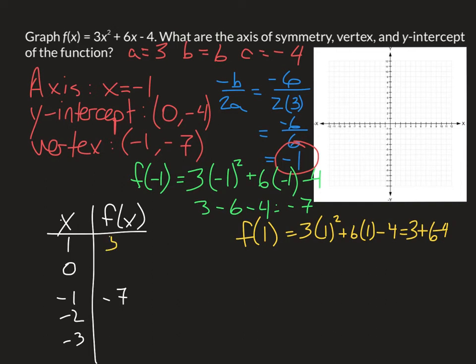So we have 1 comma 5. We put 1 in, we got 5 out. Because it's symmetrical, negative 3 should also output 5.